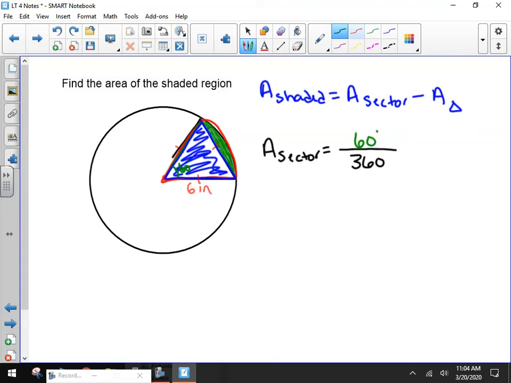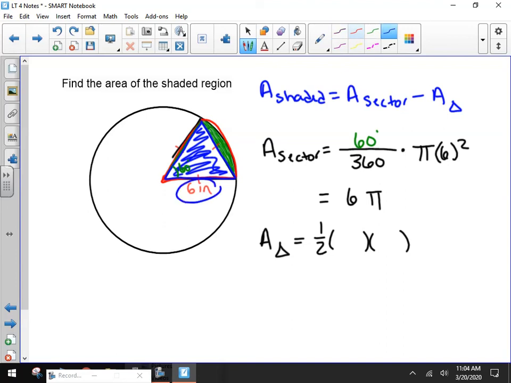Then I need to find the area of the triangle. Remember that's 1/2 base times height. My base is 6, but I don't have my height, so I need to find it. I'm going to draw in the altitude. I have now created a right triangle, and that has become 30, so I have a 30, 60, 90. Remember, when you draw in the altitude, it's also the median, so it cuts this bottom piece in half. So this is actually 3. I'm going to redraw that.